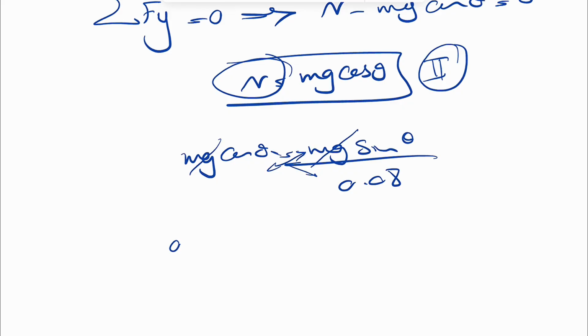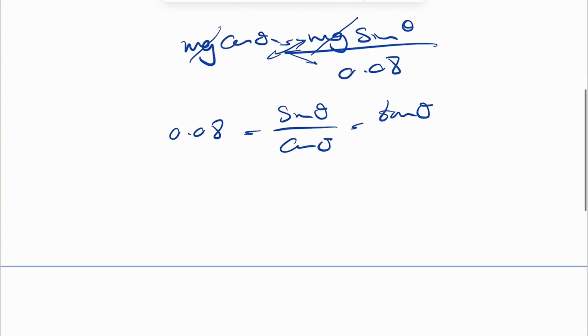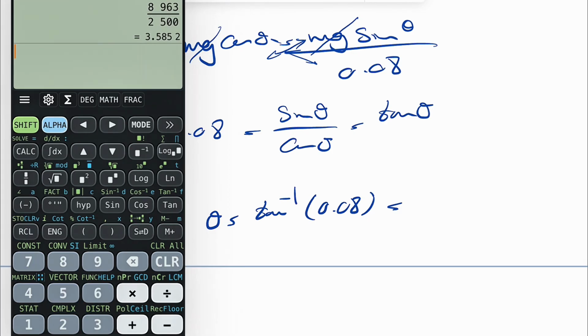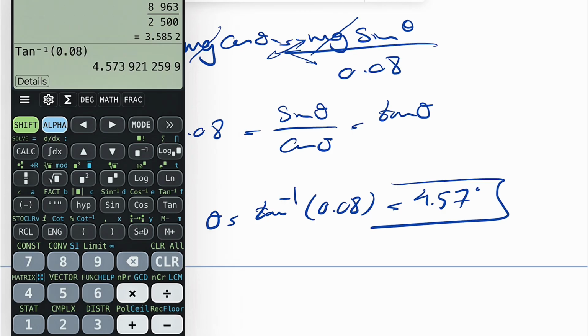So 0.08 is equal to sine of theta over cosine of theta, which is tangent of theta, and the angle theta would be basically tangent inverse of 0.08. Let's see what we get. Tangent inverse of 0.08, and that's going to be 4.57 degrees. And that's the final answer for this question.